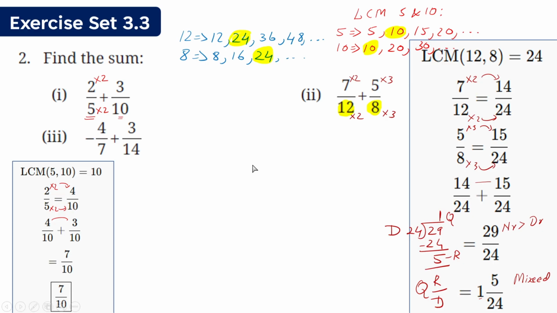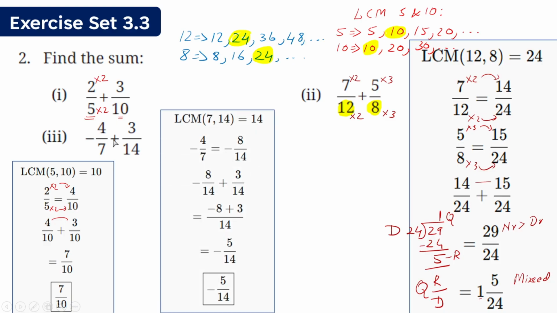The third subdivision, we have a negative fraction and a positive fraction. So this would eventually result in a subtraction problem. But before that, we need to have common denominators. Here we have 7. So I need to think about a number which I should multiply by 7 to get 14, and which is 2. So I multiply both the numerator and the denominator by 2. 4 times 2 is 8. 7 times 2 is 14. And this is done.